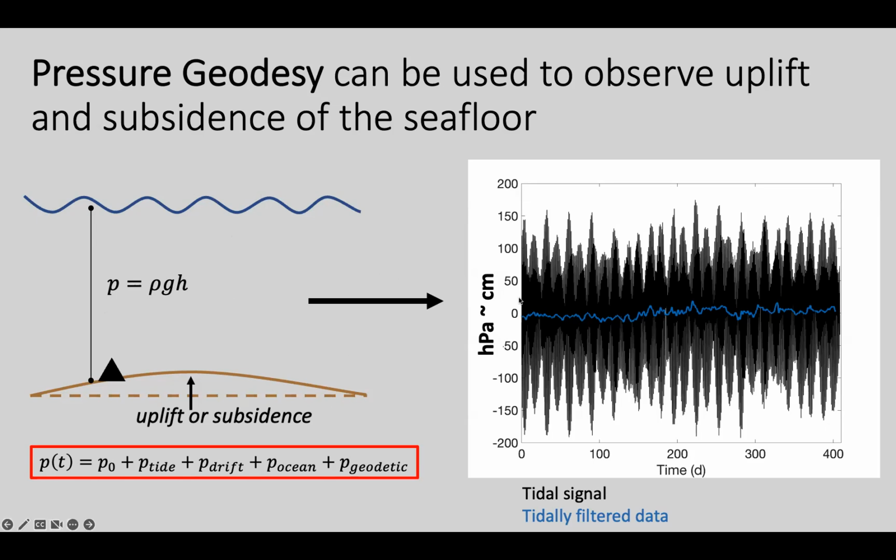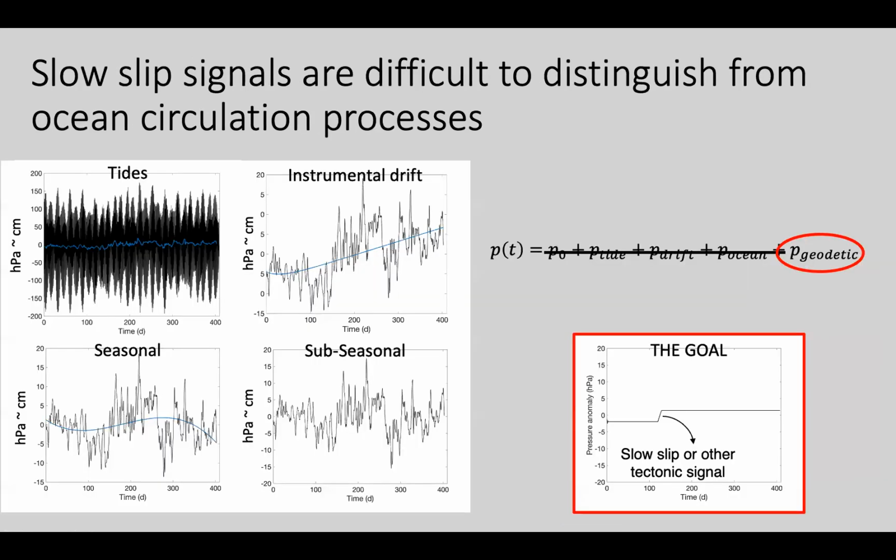And so here we just have an example. This is real data. I just use hectopascal and centimeters of water kind of equivalently, as others have. And the black time series in the background is before removing the tides. And then the blue is if you do a simple low pass tidal filter. Okay, so I've just moved that picture to the corner here. And this is our goal, at least for me. If there's some slip signal in there, in this case we have this nice ramp in the middle of the time series, we want to be able to pull that out and separate it from all this other stuff.